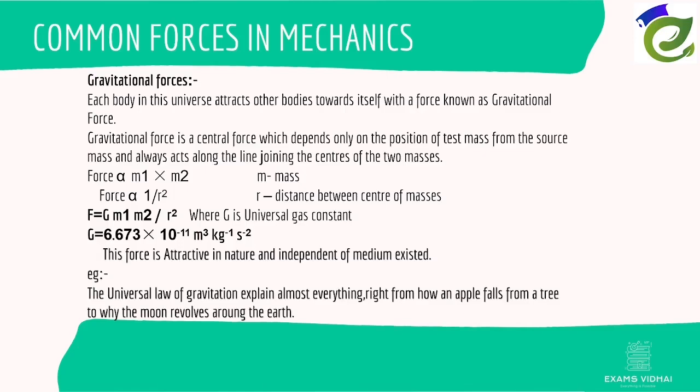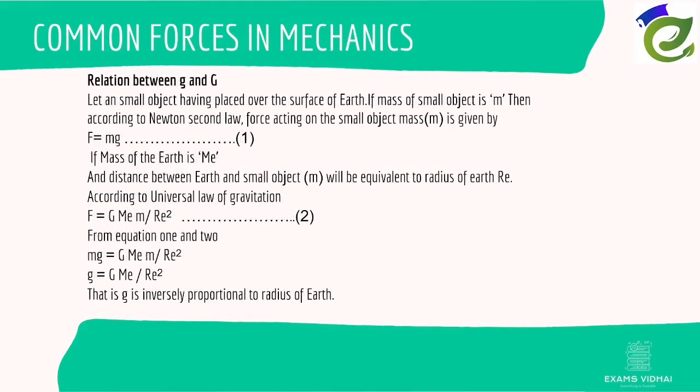For example, we may notice how an apple falls from a tree only downwards, and why the moon revolves around the earth. This is all governed by the universal law of gravitation. Now, the relationship between small g and capital G: the small g is known as the acceleration due to gravity, and capital G is the universal gravitational constant.